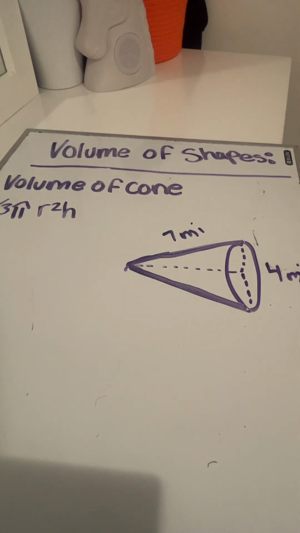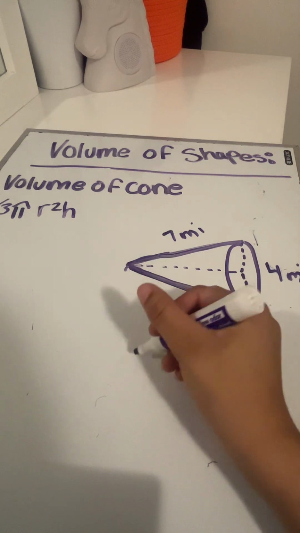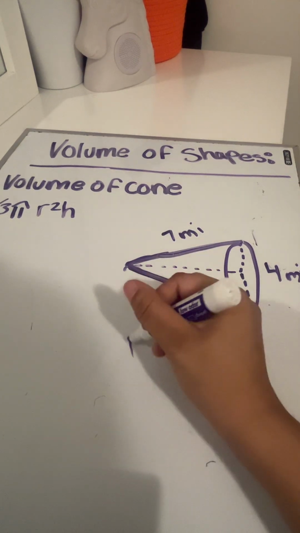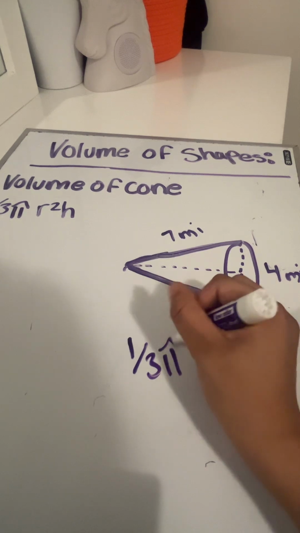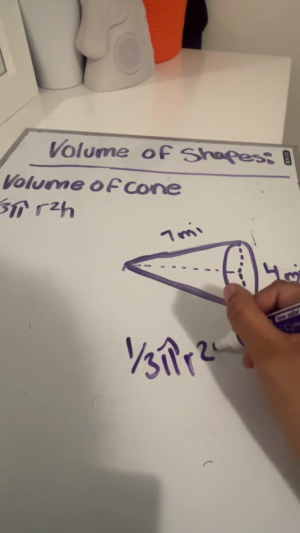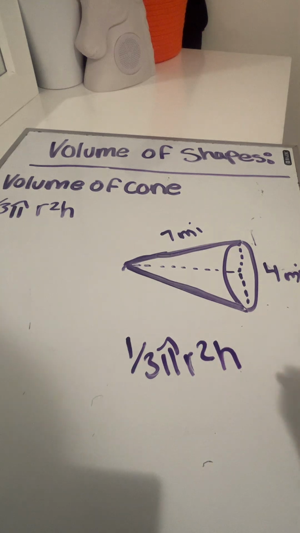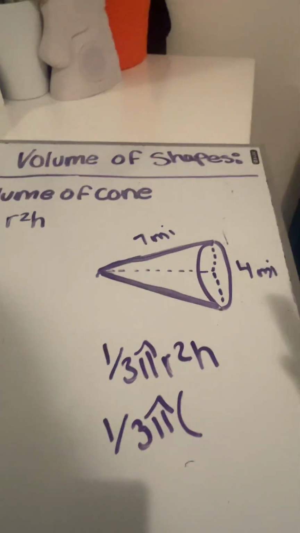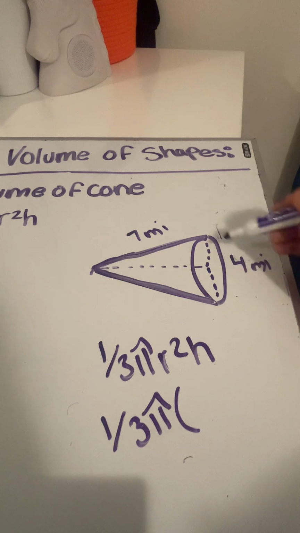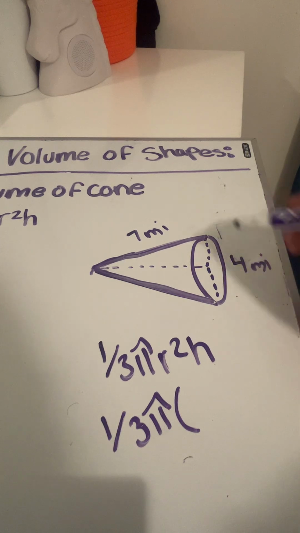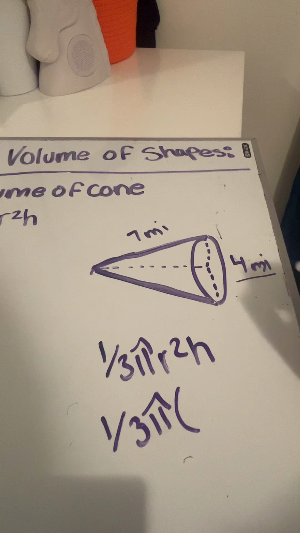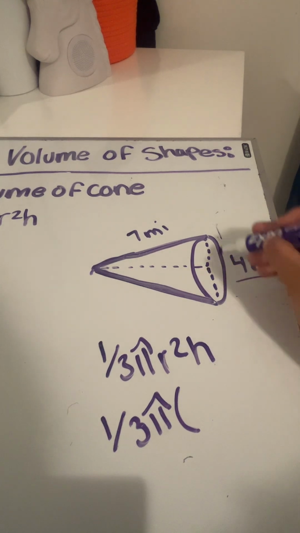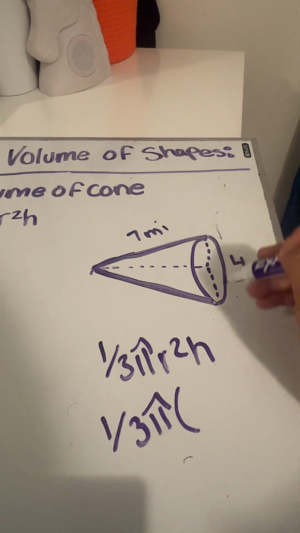So first, I'm gonna rewrite the equation right here. 1/3 pi r squared h. So now we're gonna put in our numbers in here. Before I put in the r, as you can see, our equation, the circle part, it's the whole thing shaded in. So the whole thing means 4 mi. Mi stands for miles. So if the whole thing is 4, that means that this is actually the diameter.